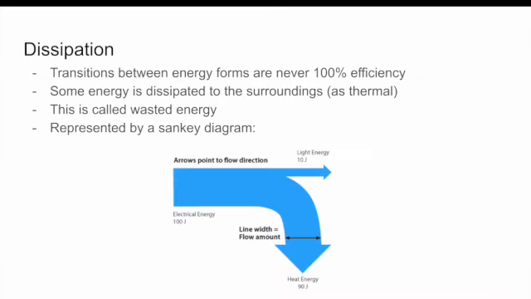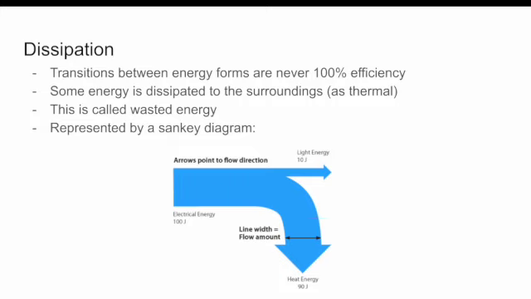So let's take a look at dissipation of energy. Even though energy is always conserved, transitions between energy forms are never 100% efficient. Some energy is dissipated into the surroundings as heat energy. So if you think about it, if you leave a glass of hot water outside on a cold day, in a couple of minutes it's not going to be that hot. So it's lost its heat, its thermal energy, to its surroundings.